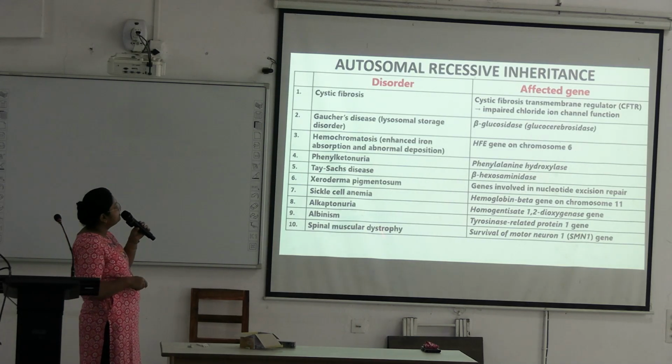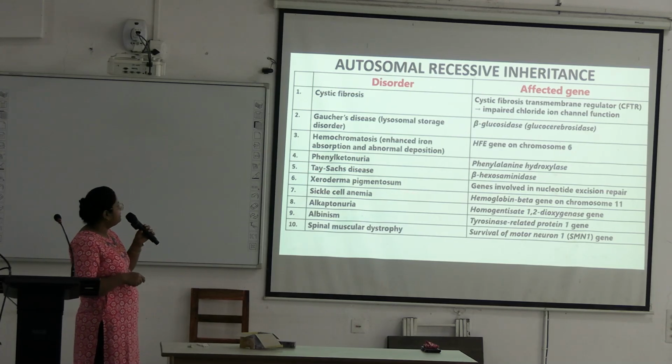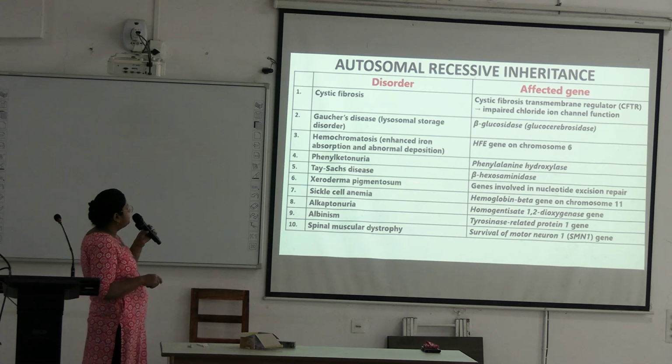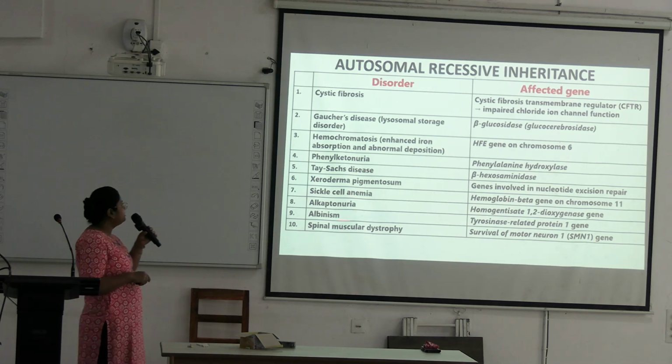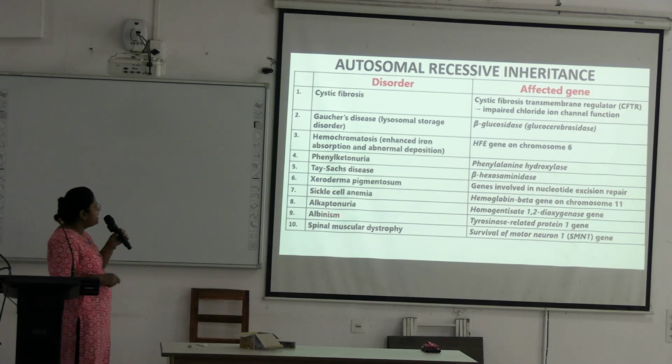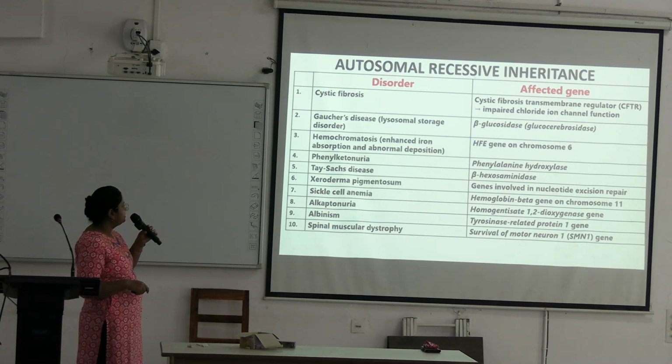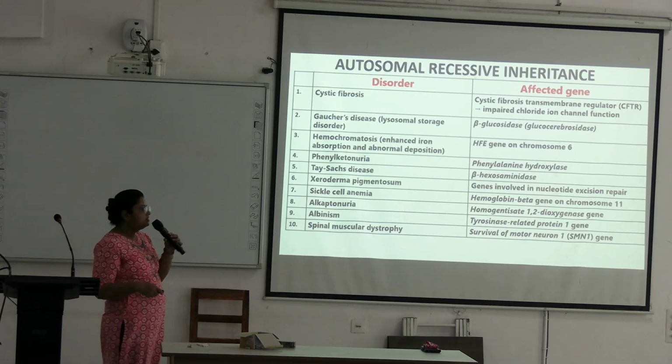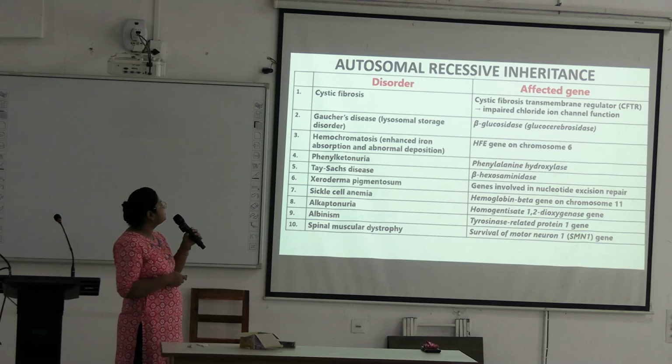These are examples of some autosomal recessive inheritance: cystic fibrosis, Gaucher's disease, hemochromatosis, phenylketonuria, Tay-Sachs disease, xeroderma pigmentosa, and sickle cell anemia. These two we remember: sickle cell anemia and cystic fibrosis. These are important diseases. Albinism, alkaptonuria. Okay, and this is spinal muscular atrophy. So these are autosomal recessive inheritance.